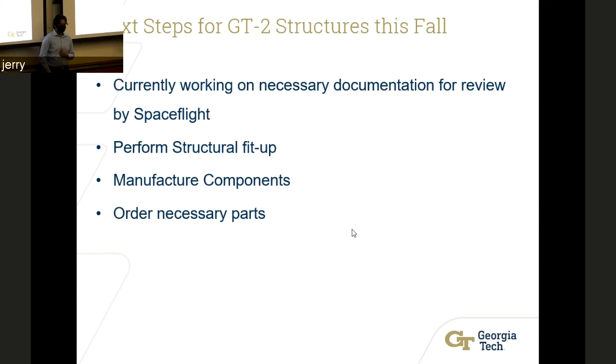So to cover up the last couple of things, I just want to go over the last couple of steps that GT2 is going through this fall. Looking at the structures team, right now we are currently finishing up writing any documentation to get reviewed by Spaceflight, who is our end-to-end launch deployer. After that, we will manufacture all our components that we need, order any necessary parts, and then perform a final structural fit-up of our CubeSat.